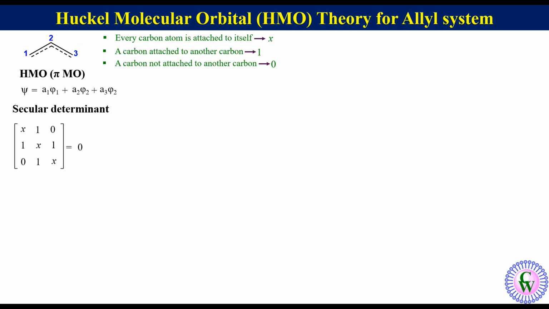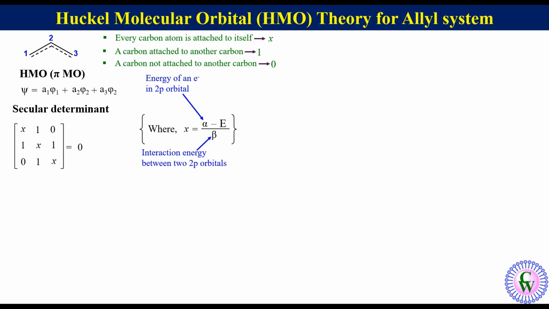This will be equal to 0, where X is equal to alpha minus E upon beta. Alpha is the energy of an electron in 2p orbital, beta the interaction energy between 2p orbitals, which is always negative, and E the energy of a particular Huckel molecular orbital. This is a determinant of 3 into 3 matrix. Before solving it, we should know that the sign varies alternately as positive, negative and positive.